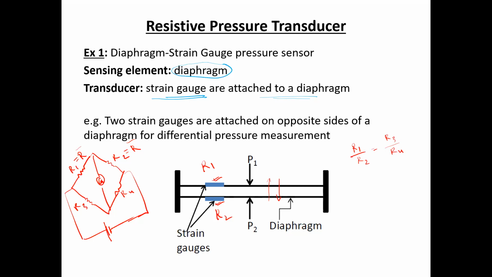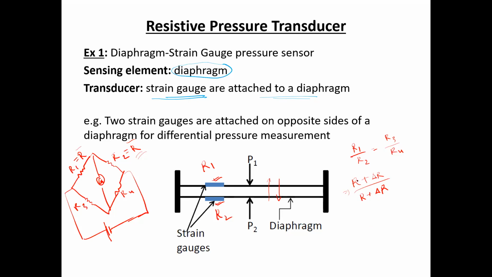Now, if there is some temperature variation in both R1 and R2, what will happen? Suppose R1 increases from its initial value of R by delta R, and as R2 has the same initial value and the same type of material, the change in resistance should be identical for R2 as well. So this keeps the ratio equal as before, because the change in resistance due to change in temperature is equal in both cases.